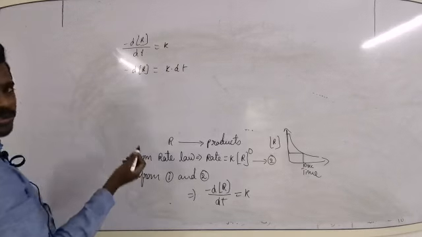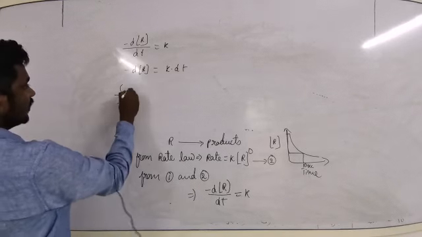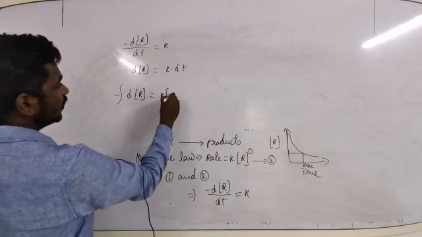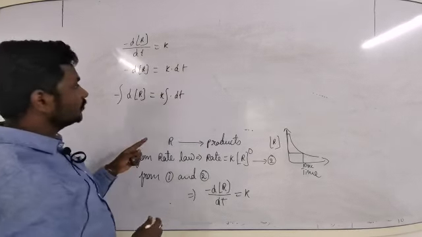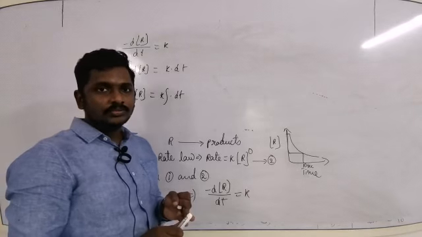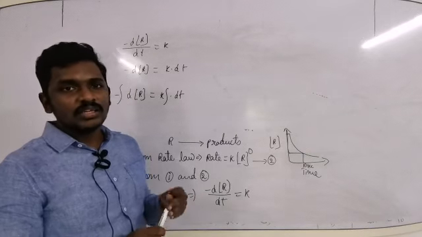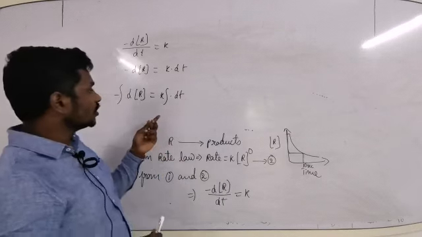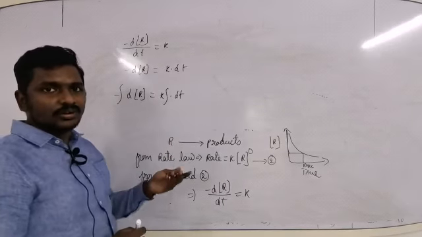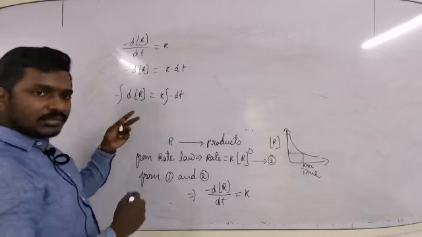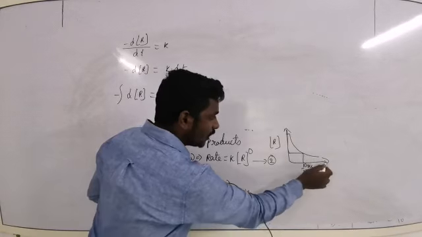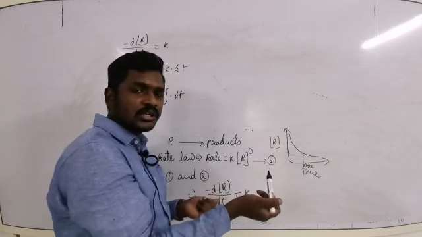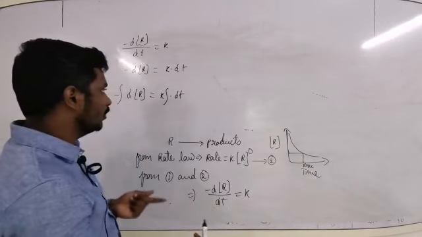Apply integration on both sides, which is minus integral of the derivative of the concentration of reactant is equal to k into integral dt. You cannot apply a derivative or integration for a constant, because these are mathematical functions that are applicable for variables, not for a constant. What is k here? It is a rate constant, so we cannot apply it. Time can be changed. From left to right, time is changing, so it is a variable here. And from bottom to top, the concentration of reactant is increasing, so it is also a variable.